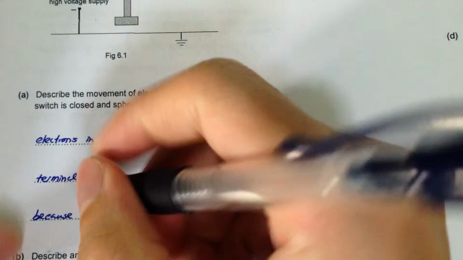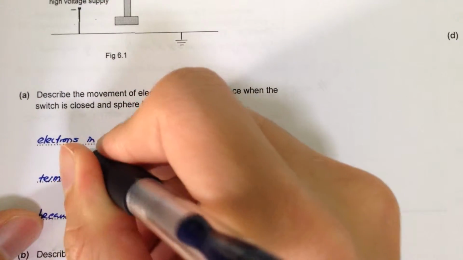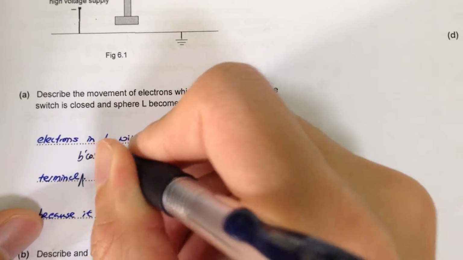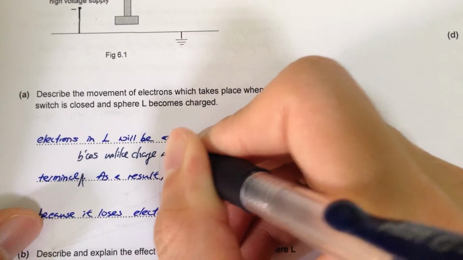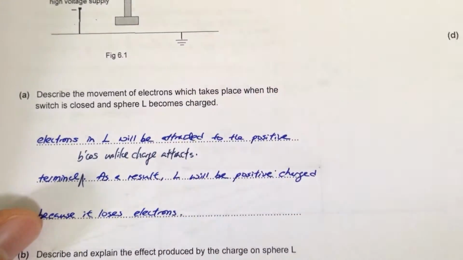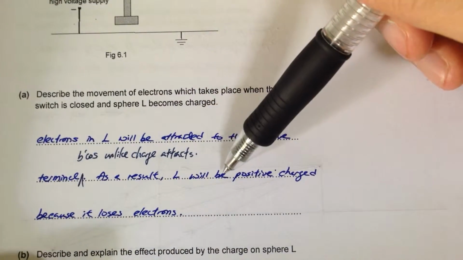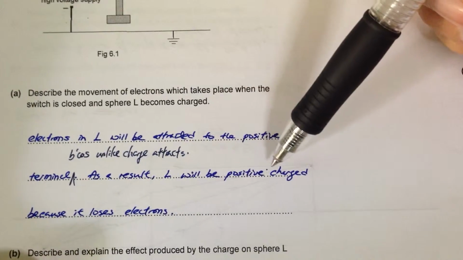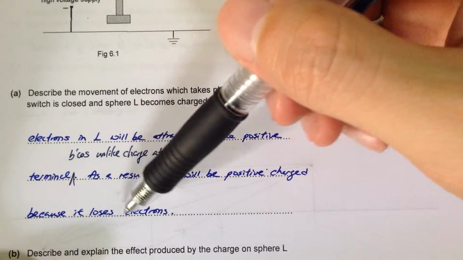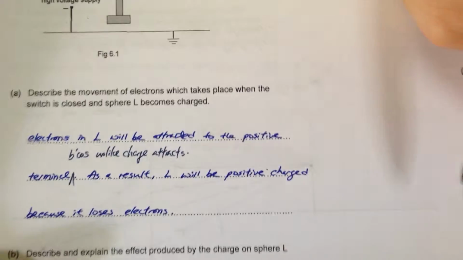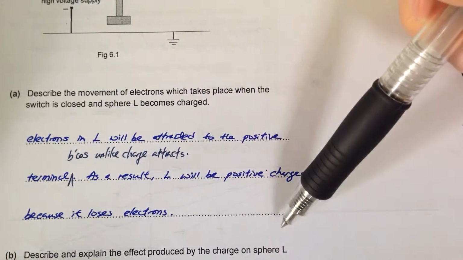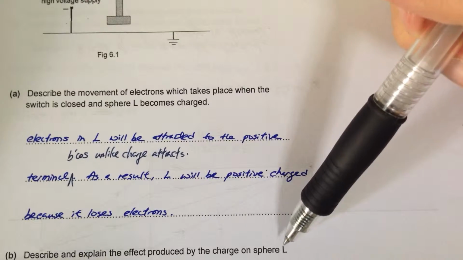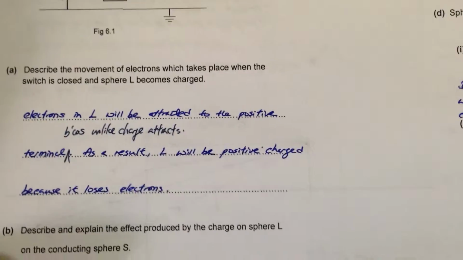Down here you may want to add in because unlike charged attracts. Okay, so as a result, L will be positively charged because it loses electron. This is very important as well. Okay, then after that, describe what is the effect on the conducting sphere S. Okay, for your part B.